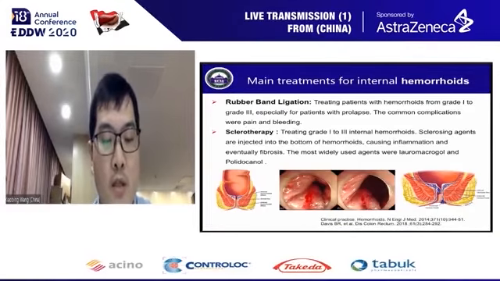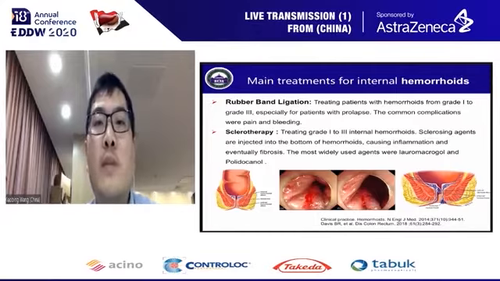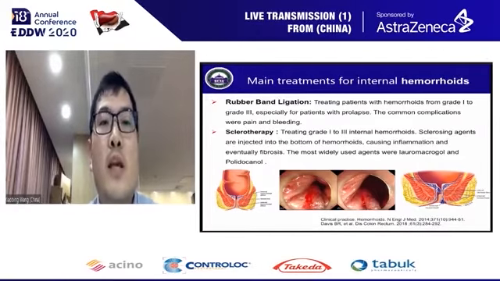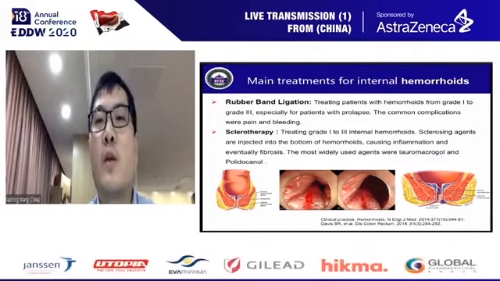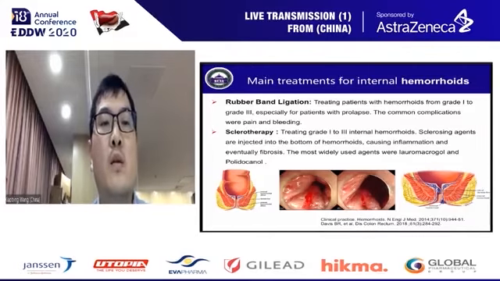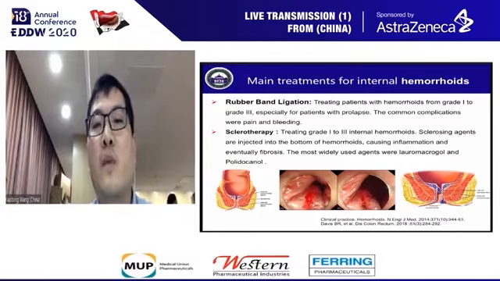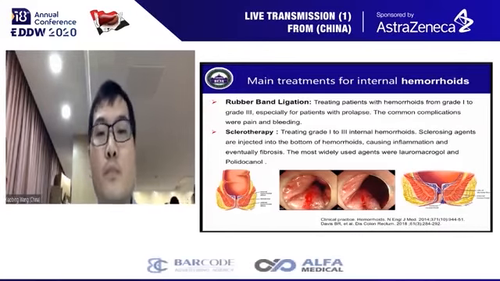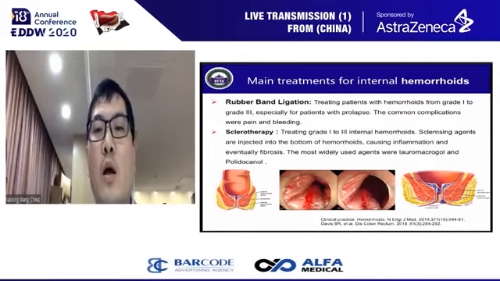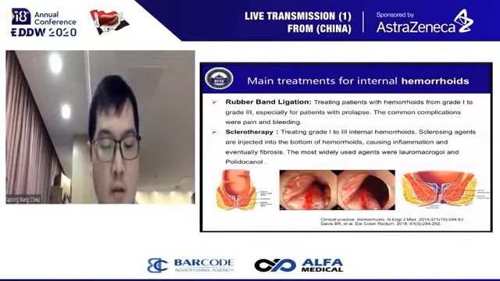The main treatments for internal hemorrhoids were rubber band ligation and sclerotherapy. Rubber band ligation was used to treat patients with hemorrhoids from grade 1 to 3, especially for patients with prolapse. The common complications were pain and bleeding. Sclerotherapy was used to treat grade 1 to 3 internal hemorrhoids. Sclerosing agents are injected into the bottom of the hemorrhoids, causing inflammation and eventually fibrosis. The most widely used agents were lauromacrogol and polidocanol.